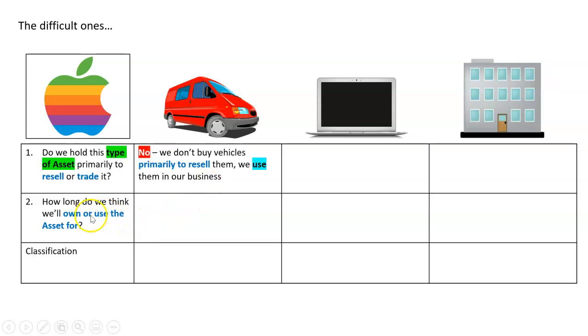How long is it reasonable to assume you would own a car for? How long will that car last for? It is reasonable to assume it will last for longer than 12 months, okay? So therefore, we would call that a non-current asset called vehicles.